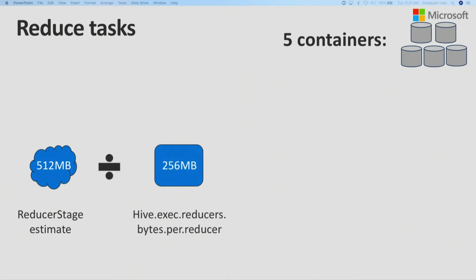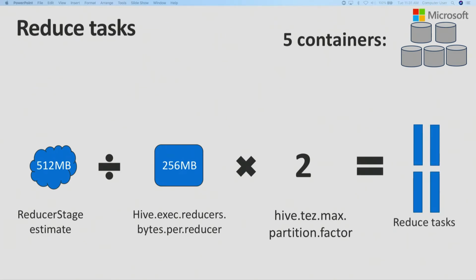So it says, okay, I think each reducer should be about 256 megabytes by default. And so that's this parameter here. But I'm also going to have this extra factor of 2, where I'm going to multiply it by 2 so that I can get more reducers. And so what happens here if we do this calculation? 512 megabytes divided by 256 megabytes, we're able to get 2 times 2 equals 4. So we have 4 tasks, 5 containers.